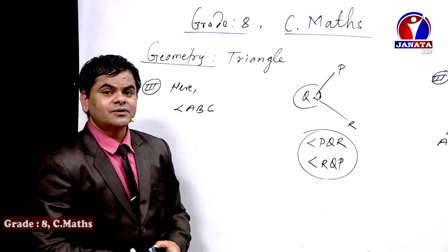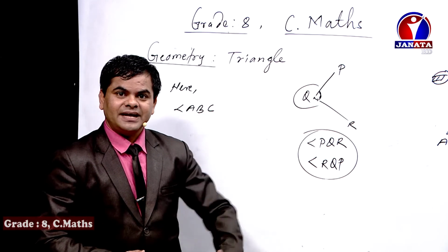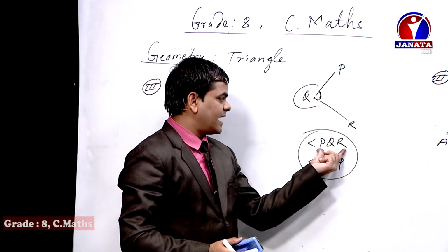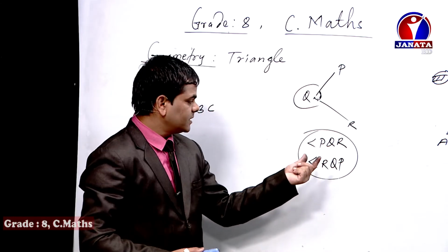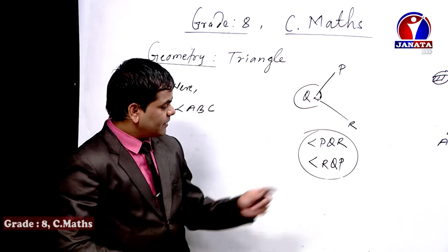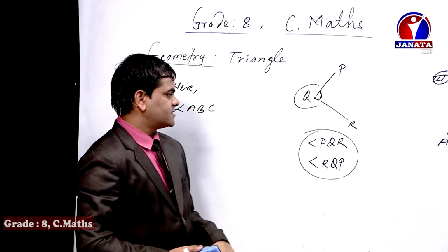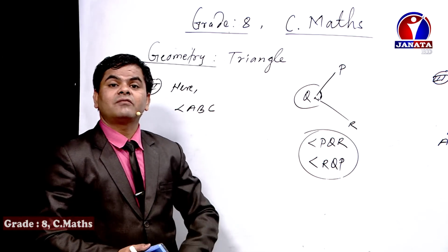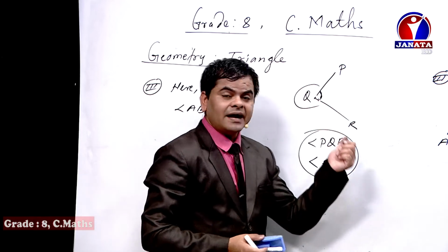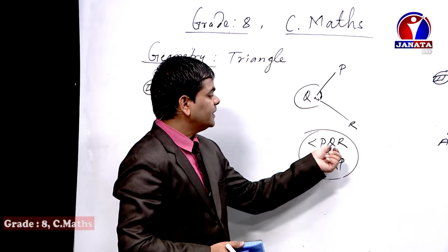Alphabetically, the letter which comes first, if we write in that way, it will be full of manner. That's why we write this one rather than this one. But it doesn't mean that if you write this one, it becomes wrong. You can write this one also, but it is better to write the angles in the triple letter form with alphabetical order. And at any cost, the angle we are going to denote, we need to keep in the middle.